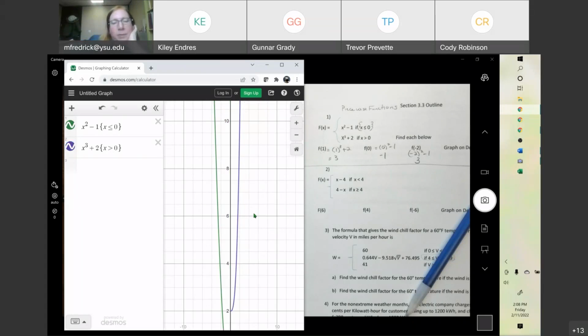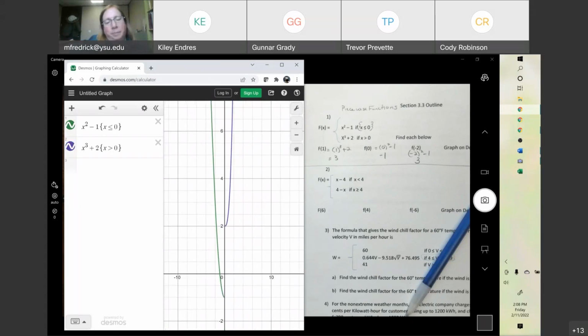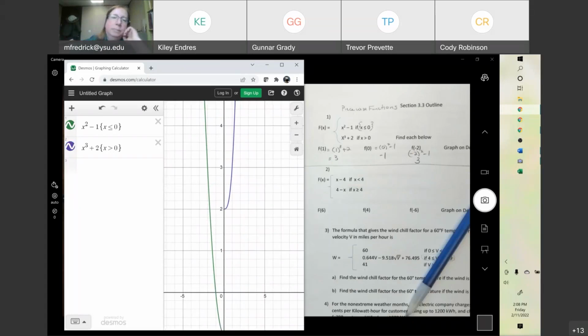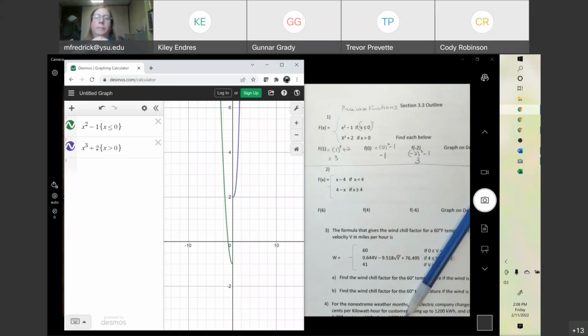There we go. So we can see it a little better. Any questions on the graphs?